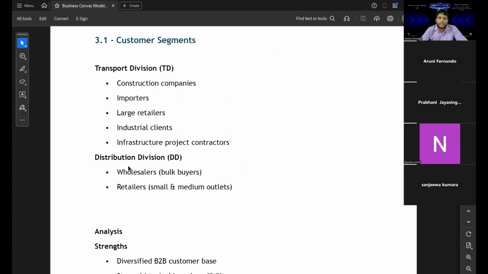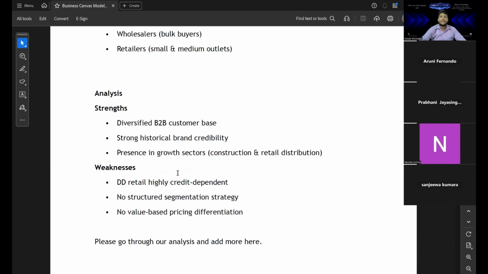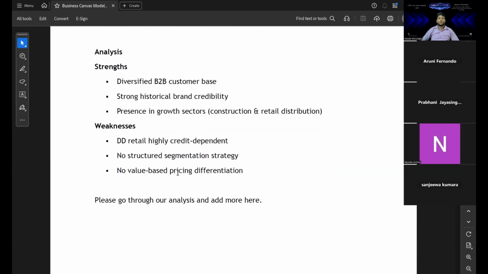First of all, we need to identify the customer segment. Customer segment is who you are serving. That means to whom are you going to serve, right? You are going to sell your product and services to whom? These people are your customer segments. Now you identify that. Now when we are going to analyze this, what are we going to do?